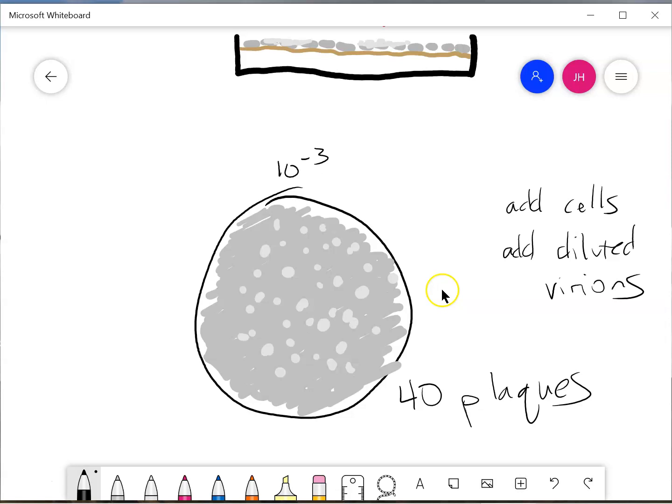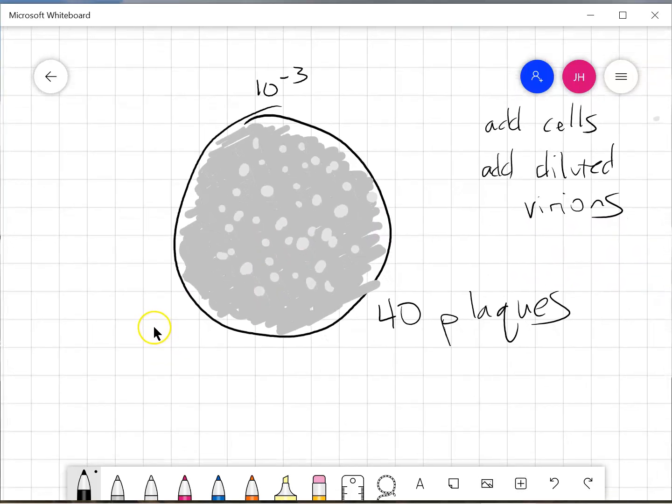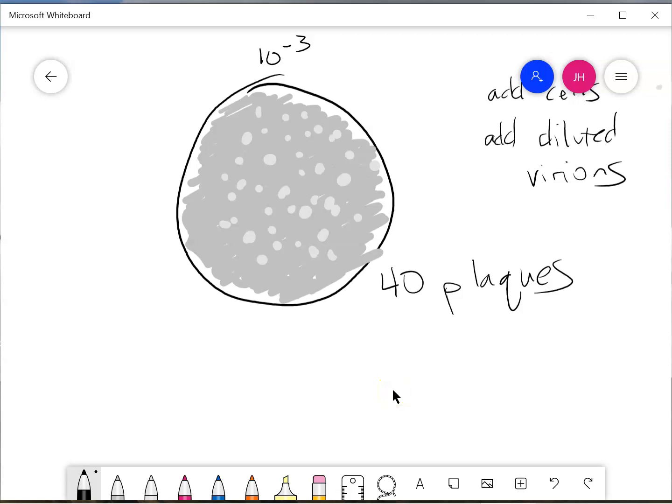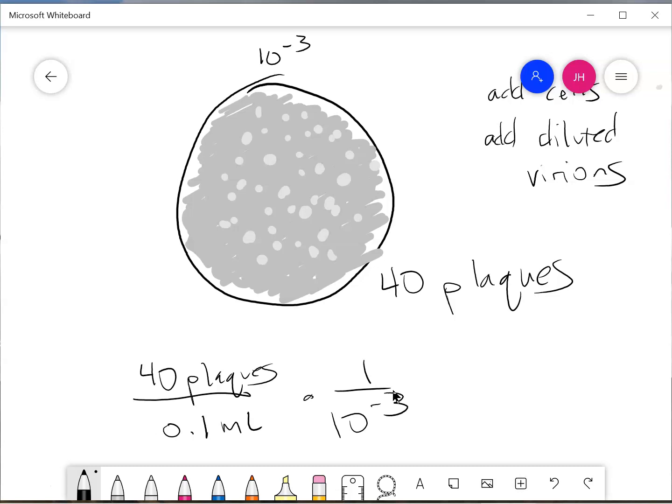Well, you should pause the video here and tell me how many plaques per milliliter were in the original sample. We're doing the same thing we did before. We're adding 0.1 milliliters of diluted virions. This is the dilution factor, and we counted 40 plaques. So how many virions were in that? Go ahead and pause the video and calculate that, and I will calculate it too. So 40 plaques per 0.1 milliliter times 1 over 10 to the minus 3. So that's like saying 40 times 10 to the 4.